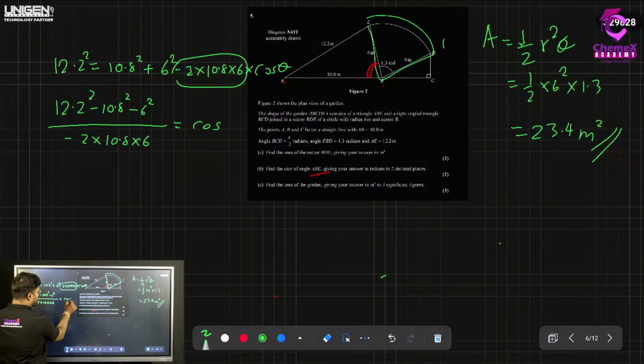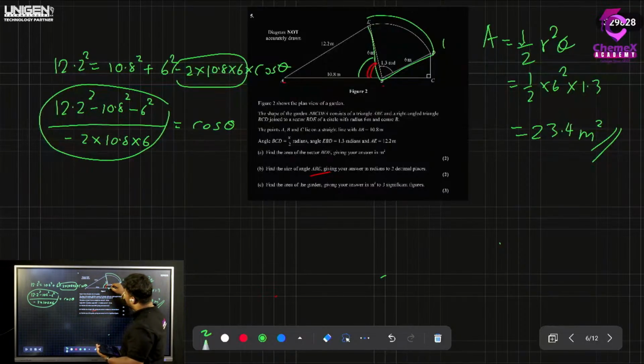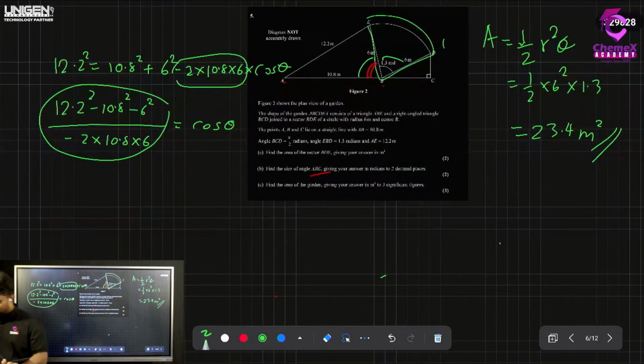Equals cos theta. Now when you type this in the calculator, we need the angle also. This angle also in radians, make it 1.3 radians. So what are you gonna do? You have to go to which mode in order to do that?